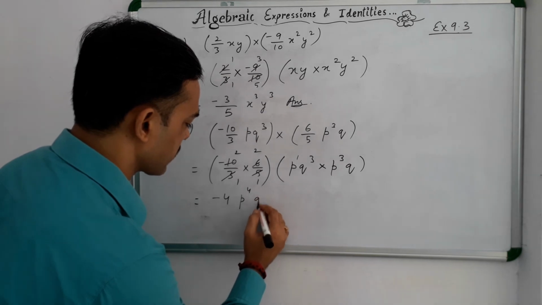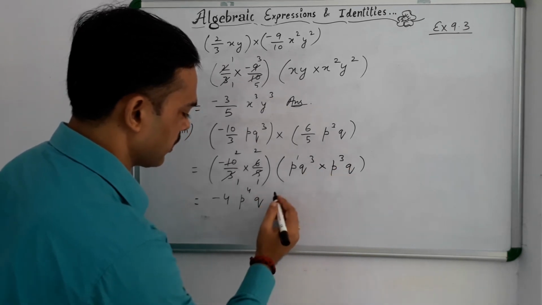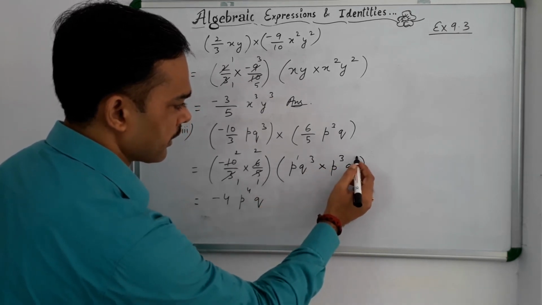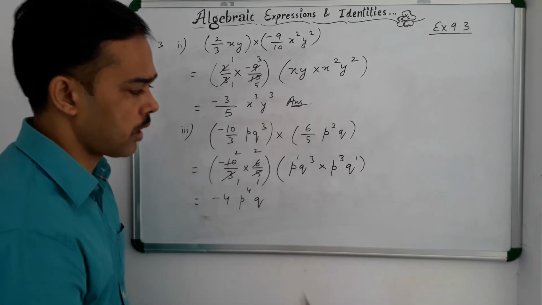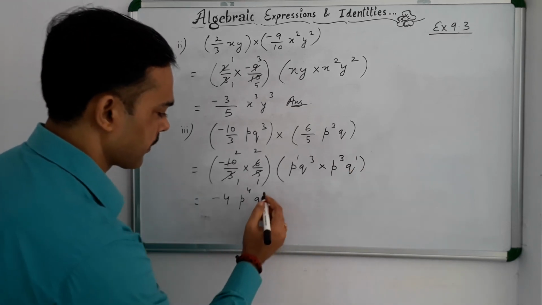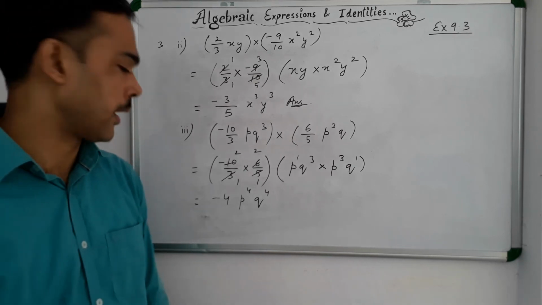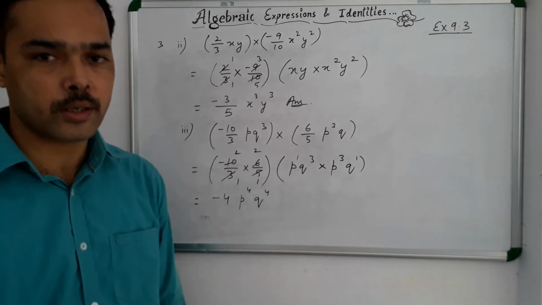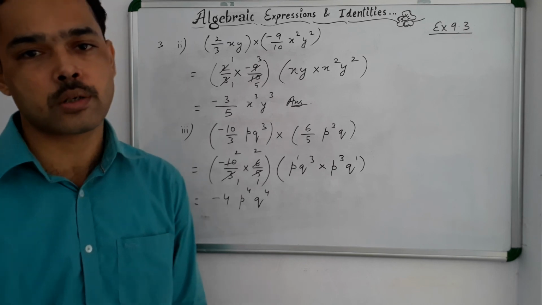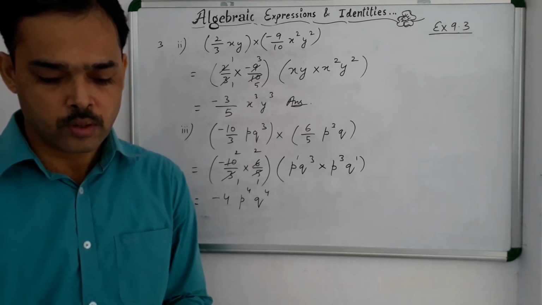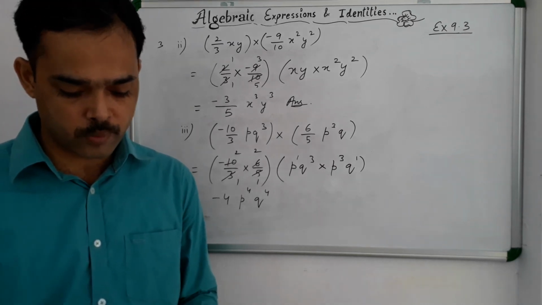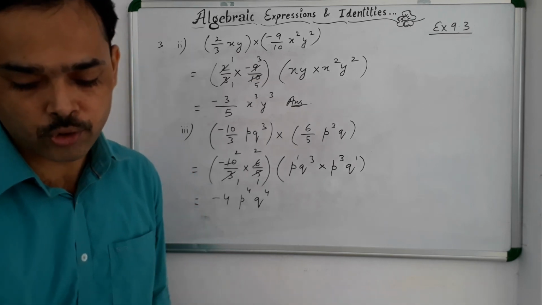Over here if you see it is q³. Okay, and over here if nothing is written it means it is 1. So 3 plus 1 will be 4. In this way the answer you get is −4p⁴q⁴. So I hope that question number 1 and 3 is clear to you people.